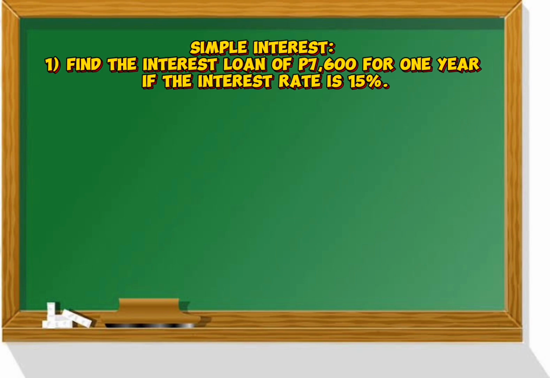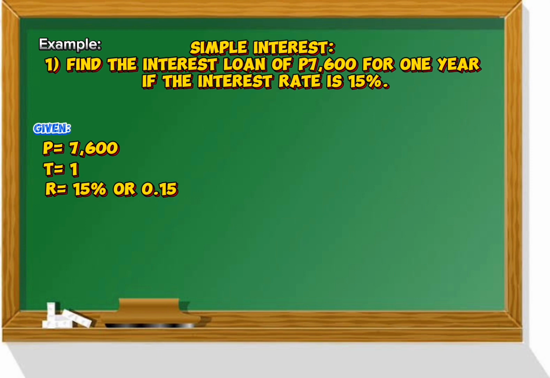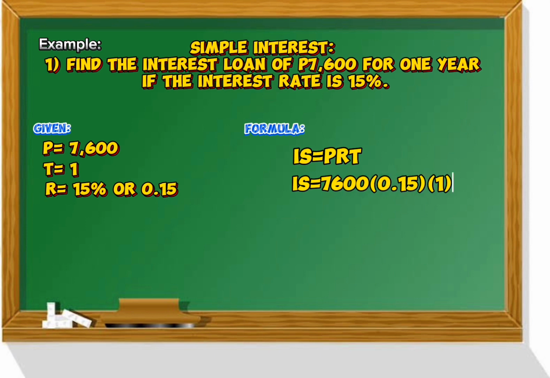Example problem. Let's solve for simple interest first. Here is an example. Find the interest on a loan of 7,600 for 1 year if the interest rate is 15%. Given: P or principal is equal to 7,600, T or time is equal to 1 year, R or rate is equal to 15% or 0.15. To solve this problem, we will use this formula: simple interest equals PRT. So simple interest equals 7,600 times 0.15 times 1.